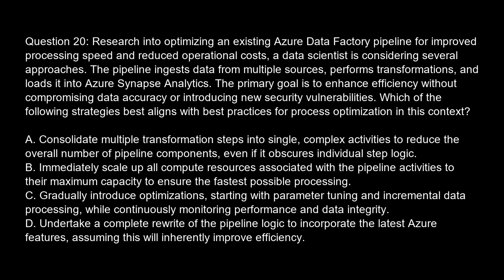Option A. Consolidate multiple transformation steps into single, complex activities to reduce the overall number of pipeline components, even if it obscures individual step logic. Option B. Immediately scale up all compute resources associated with the pipeline activities to their maximum capacity to ensure the fastest possible processing. Option C. Gradually introduce optimizations, starting with parameter tuning and incremental data processing, while continuously monitoring performance and data integrity. Option D. Undertake a complete rewrite of the pipeline logic to incorporate the latest Azure features, assuming this will inherently improve efficiency.